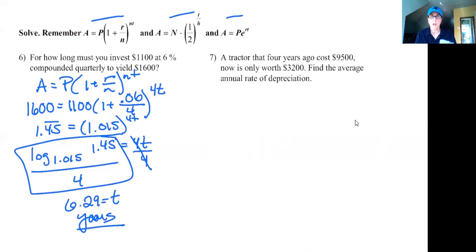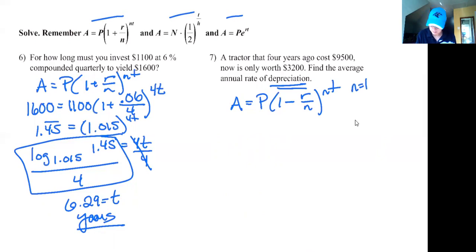All right. Next one, a tractor that 4 years ago cost $9,500 is now only worth $3,200. Find the annual rate of depreciation. Depreciation means it's going down. So instead of using that formula for my compound interest, I'm going to say 1 minus r over n to the nt. Now it says nothing about compounding, nothing. So I'm going to assume that n is equal to 1 here. It's going to make my life much simpler.